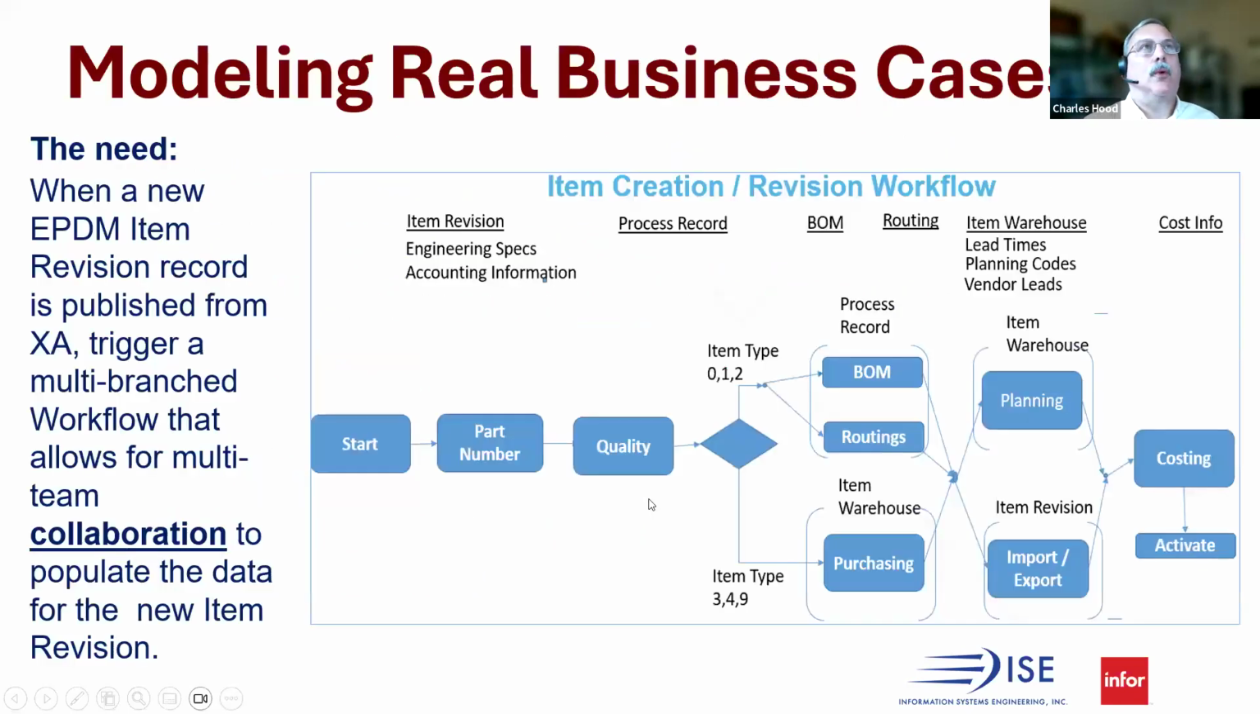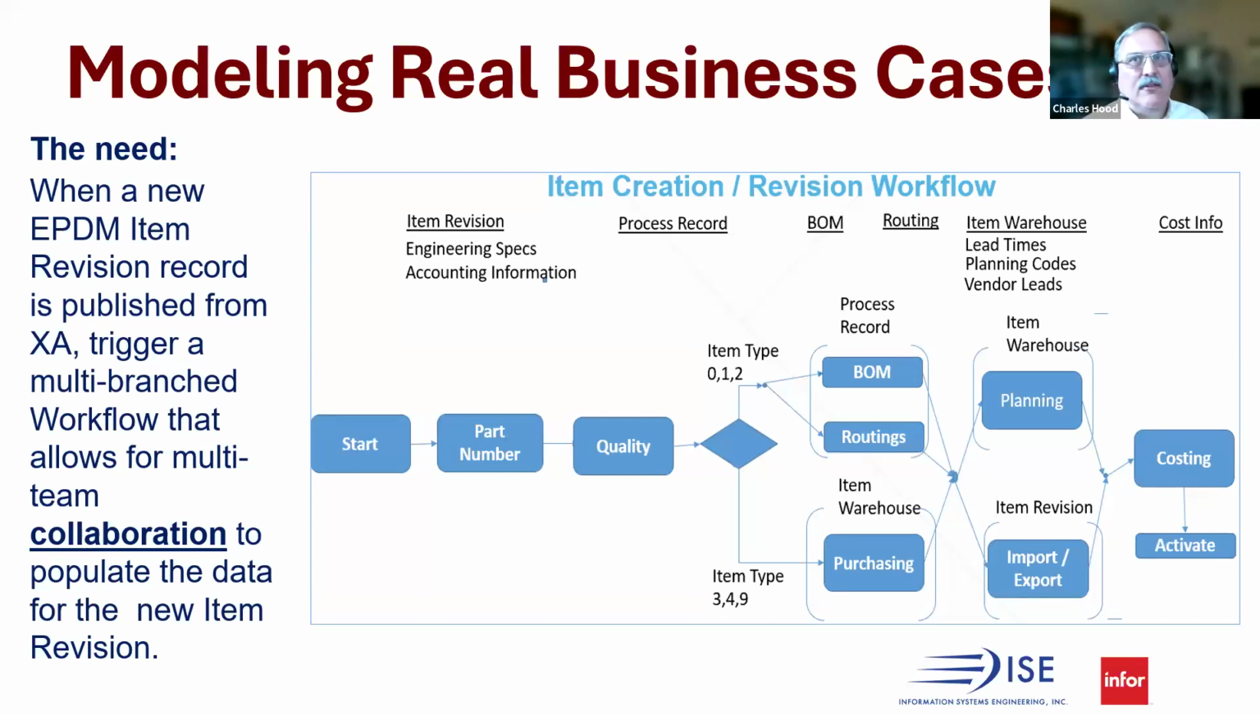All right, let's make this a little more real. So here's, for example, something I received from a customer. Here's the business need. When a new EPDM item revision record is published from XA, they wanted to trigger a multi-branched workflow that would allow for multi-team collaboration to together populate the data for the new item revision. I think you understand what I mean. Brand new item. So yeah, there's stuff that engineering needs to add. There's data that the accounting department needs to add, the purchasing department, the manufacturing, the planning, people with production planning. So that's what they wanted.